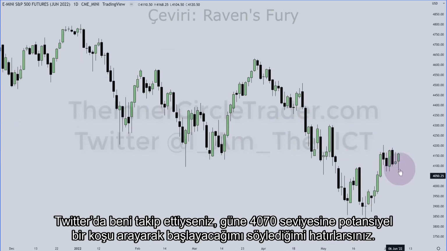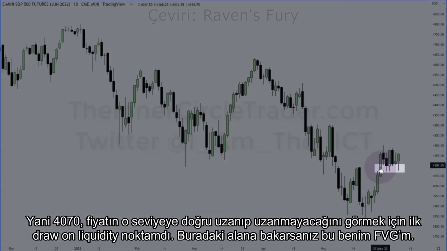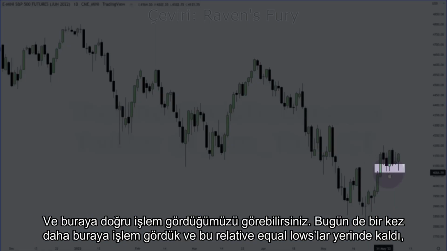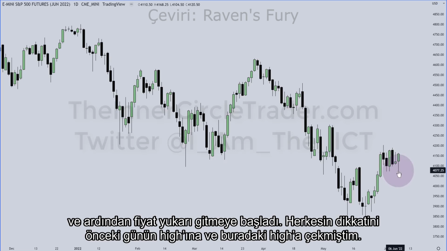So initially on Twitter, if you were following me on that platform, I mentioned how I was going to start the day looking for a potential run to 4070. Okay, so 4070 was my initial draw on liquidity to see if it would want to reach down into that level. If you look in this area here, that's my fair value gap. And you can see we traded down into it here. Then today, one more time, we traded down into it, left these relative equal lows in place, and then started to move higher.